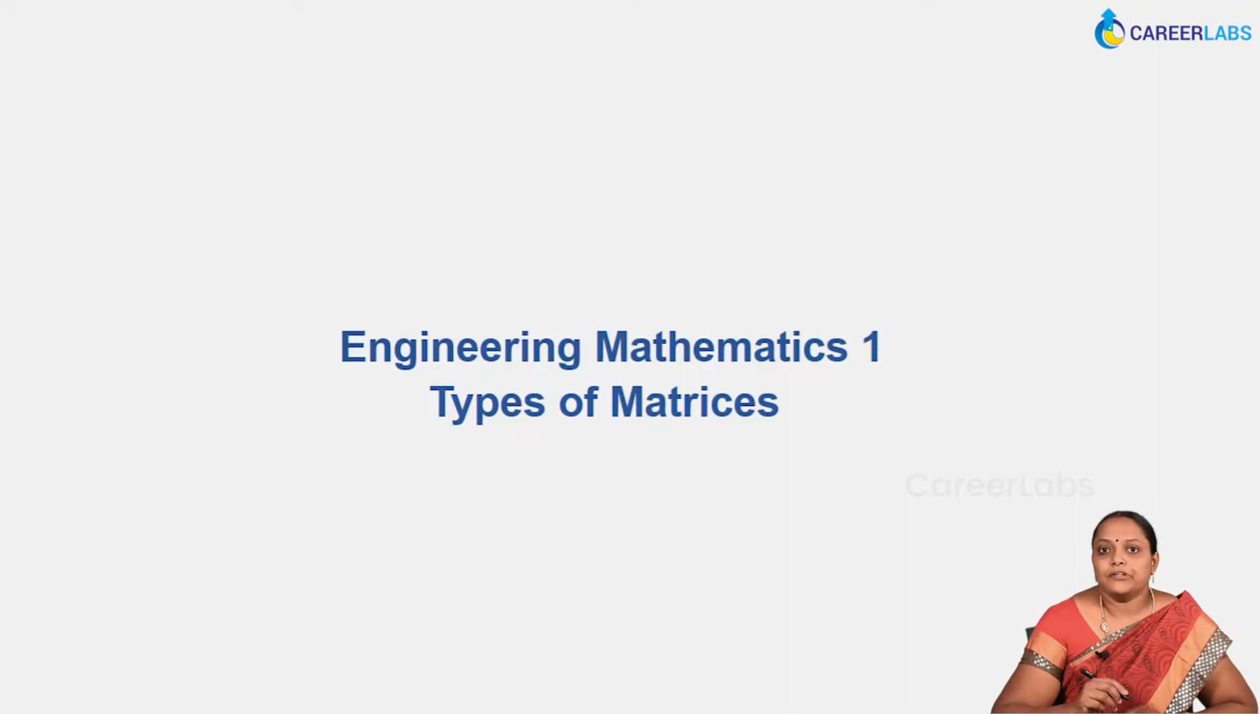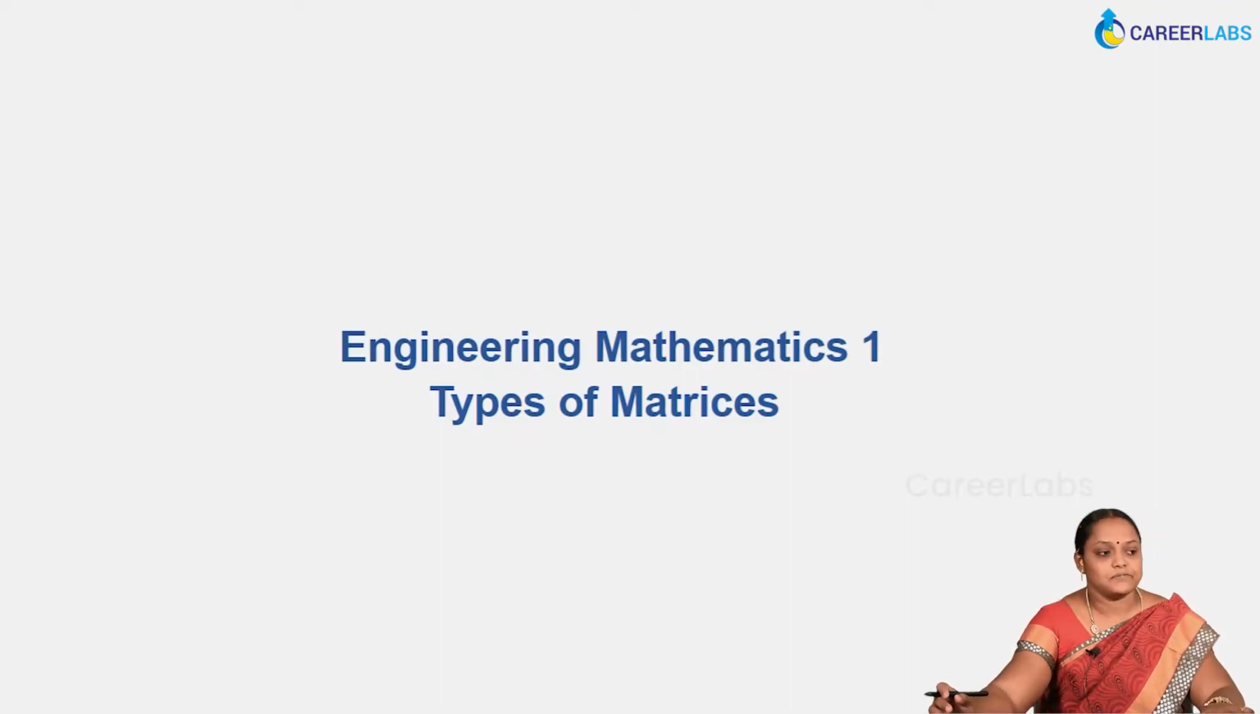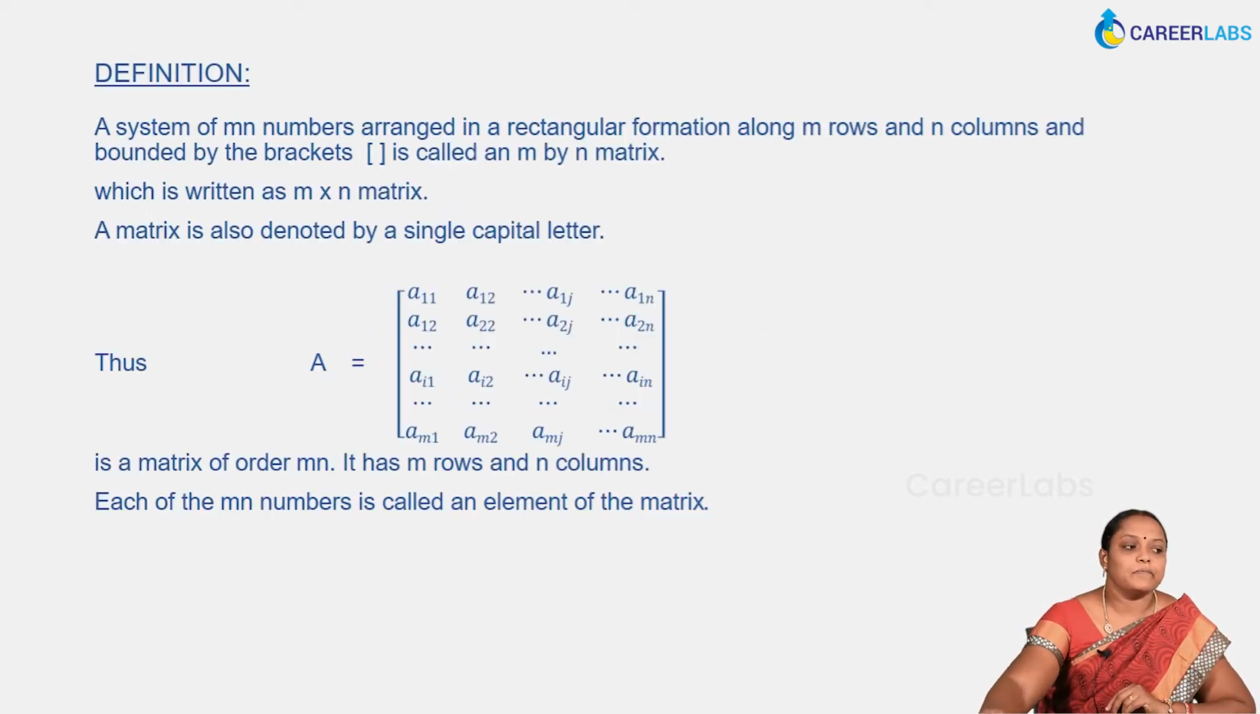So in this topic we are going to learn about types of matrices. First, let us define what a matrix is. A system of mn numbers arranged in a rectangular formation along m rows and n columns and bounded by brackets is called an m by n matrix. This is written as an m cross n matrix, and the matrix is denoted by a capital letter.